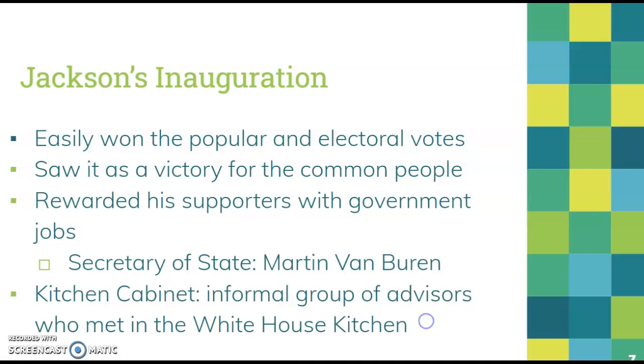And so Jackson's inauguration and his election into the presidency is an unprecedented event in U.S. history. It's going to bring us into a new era of changes and expanding democracy to more and more people. We'll see that when we look at these later sections.